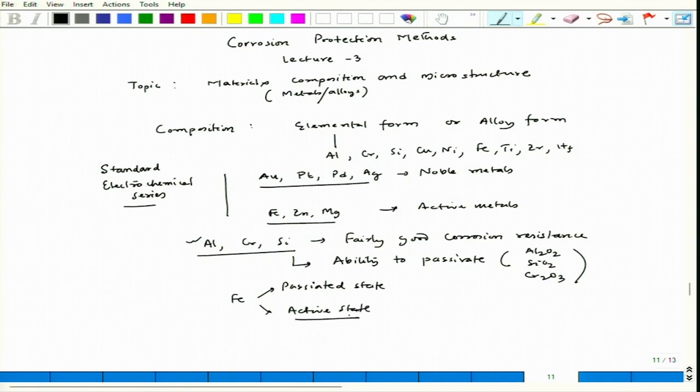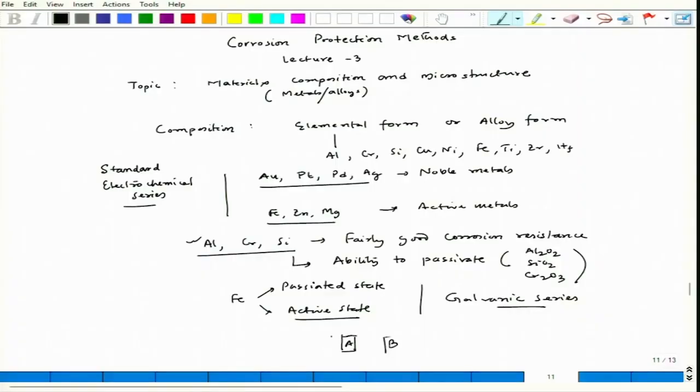So, when it is active, then it would have a high level of dissolution rate. When it is passive, again the surface is covered by a passive layer, which is either oxides or hydroxides. Now, when we talk about galvanic series, which is a more practical series, galvanic series is basically environment specific. For a particular environment, we have to design the galvanic series.